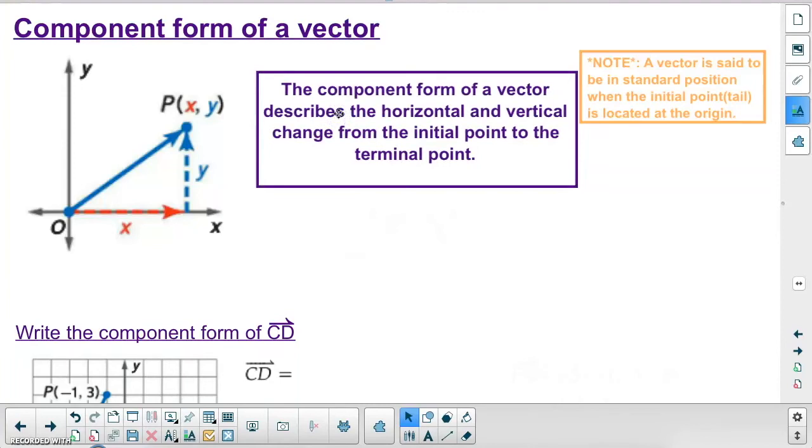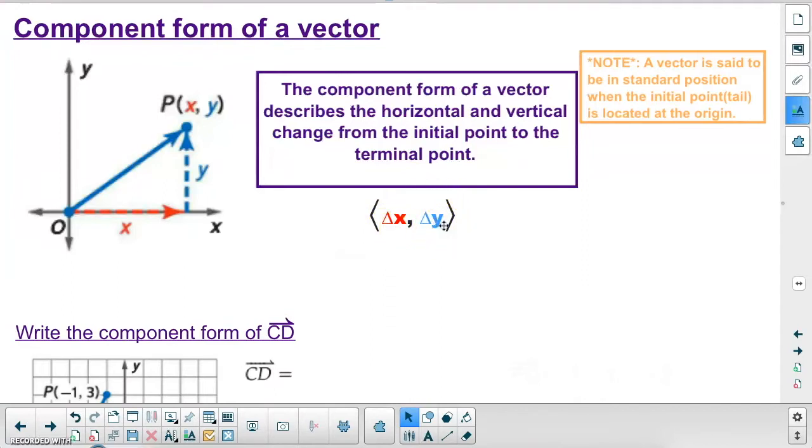The component form of a vector describes the horizontal and vertical change from the initial point to the terminal point. We can look at that horizontal change, that change in x, which will be the x component of our component form. We can look at the vertical change, which will be the y value of our component form. Once we look at component form, we have the change in x, comma, change in y.